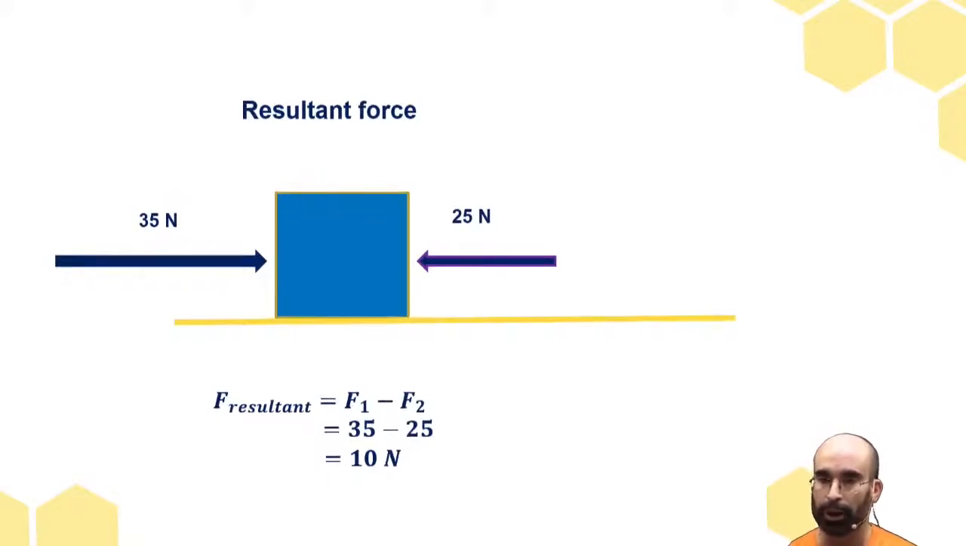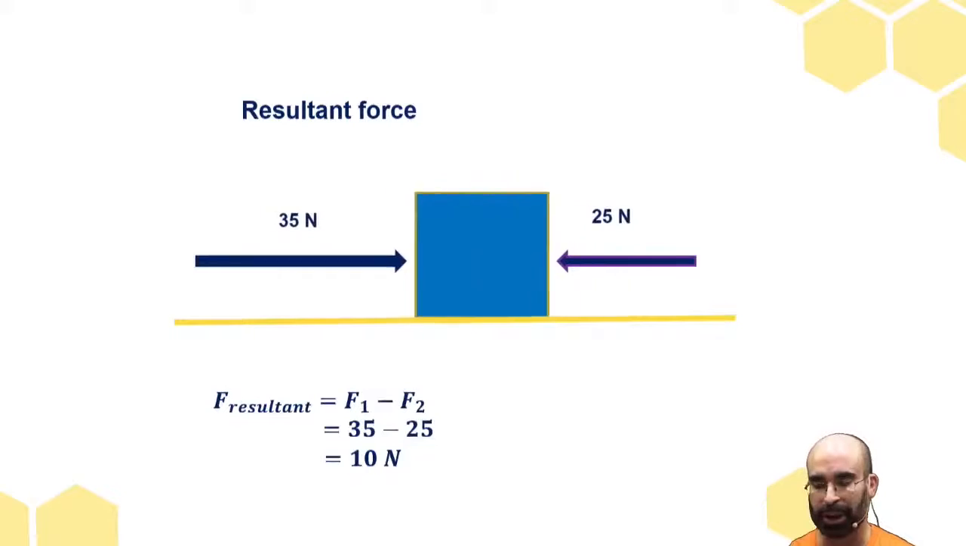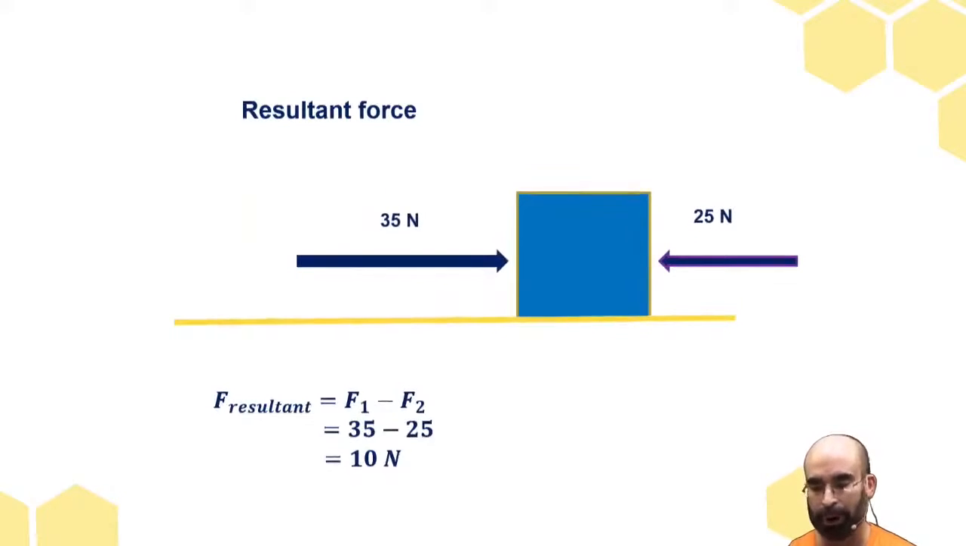Now, you see here the two forces are acting in the opposite direction. The resultant force here can be calculated as F1 minus F2. And because the resultant force is not zero, the body is in accelerated motion. Now look at this. F1 minus F2, that is 35 minus 25 equals 10 Newton.